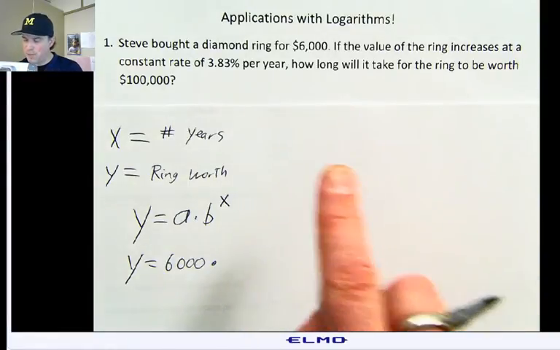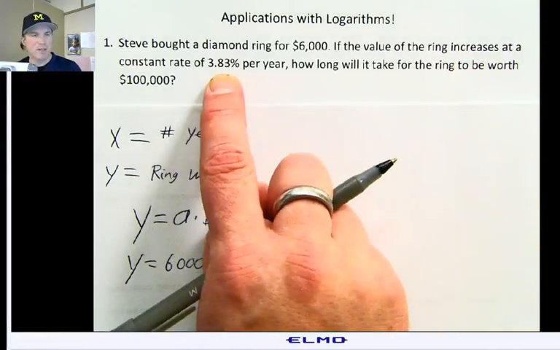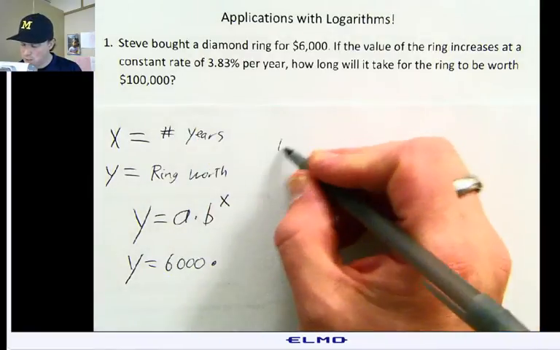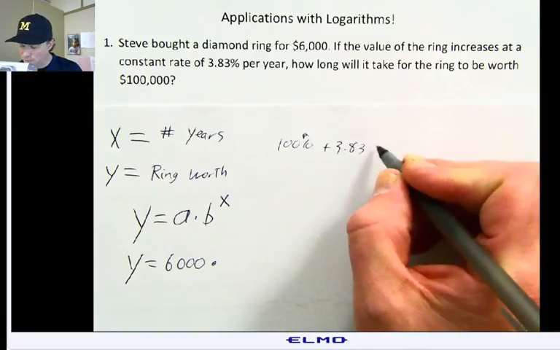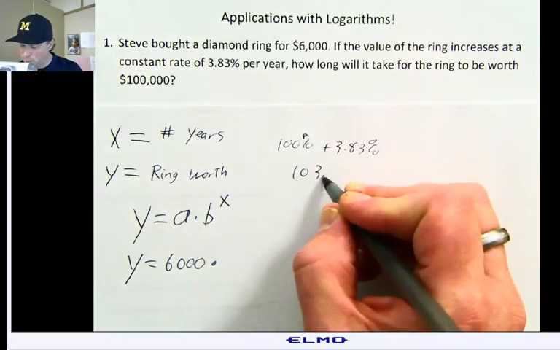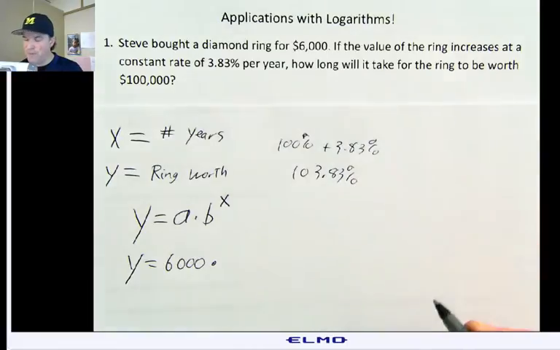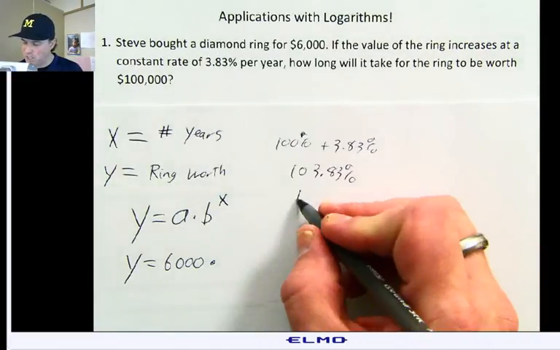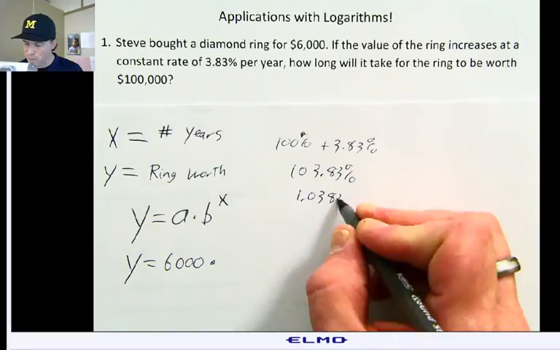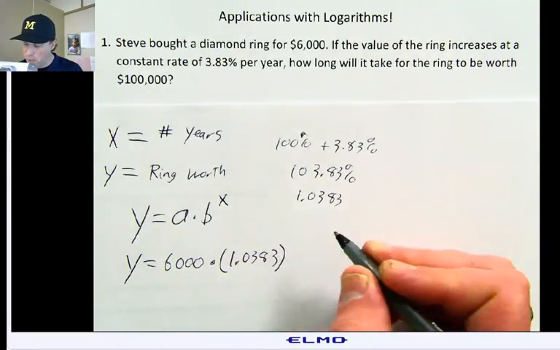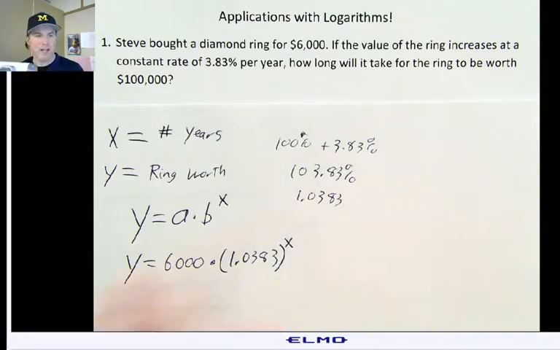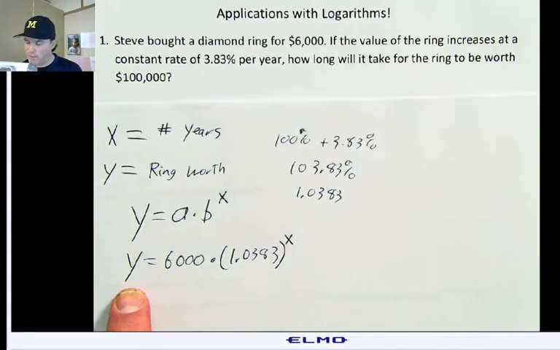times it's increasing. So if you take 100% and add another 3.83%, you have 103.83%, but then that needs to be converted to a decimal, so 1.0383 raised to a power of x. That's my exponential equation. How long will it take for the ring to be worth $100,000?